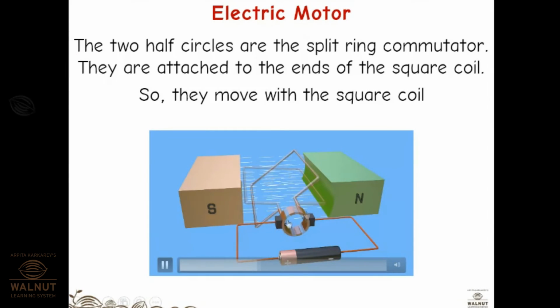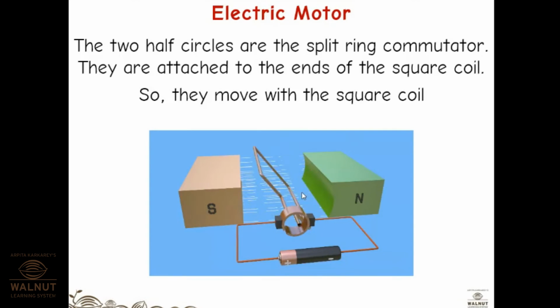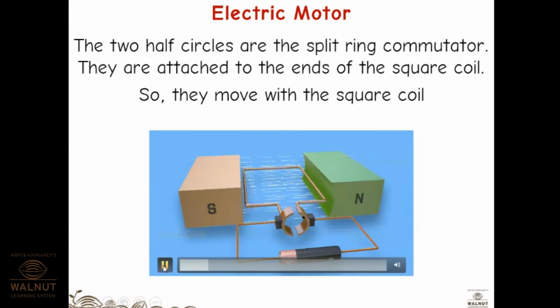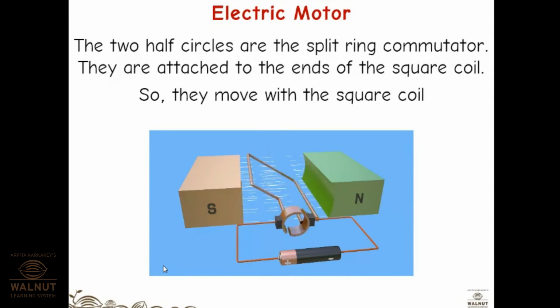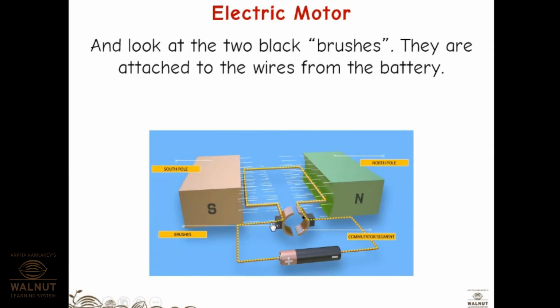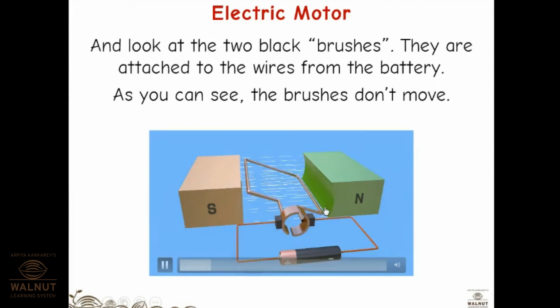Can you see the split rings are moving with the square coil, or are they stationary? They are moving, right? Then which part is stationary? Which part out of this whole diagram is stationary? You can't see them moving, they are just fixed. Correct, that is the brushes. The coil is moving, the armature coil is moving, the split rings or the commutators are moving, but the brushes are intact, they are as it is. Let us see their function and look at the two black brushes. They are attached to the wires from the battery, so you can see this connection, they are attached to the battery. As you can see, the brushes don't move.